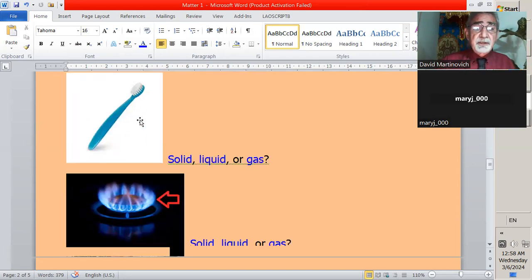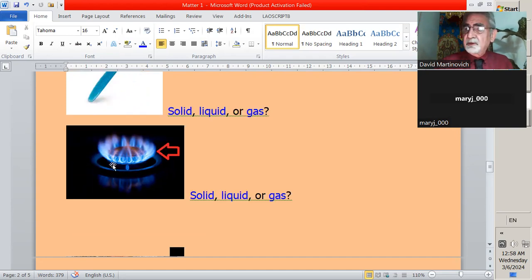What about this toothbrush? Solid, liquid, or gas? How about Ling Ling? Ling Ling says it's a solid. Correct? That's correct. And what about this stuff that we cook with?